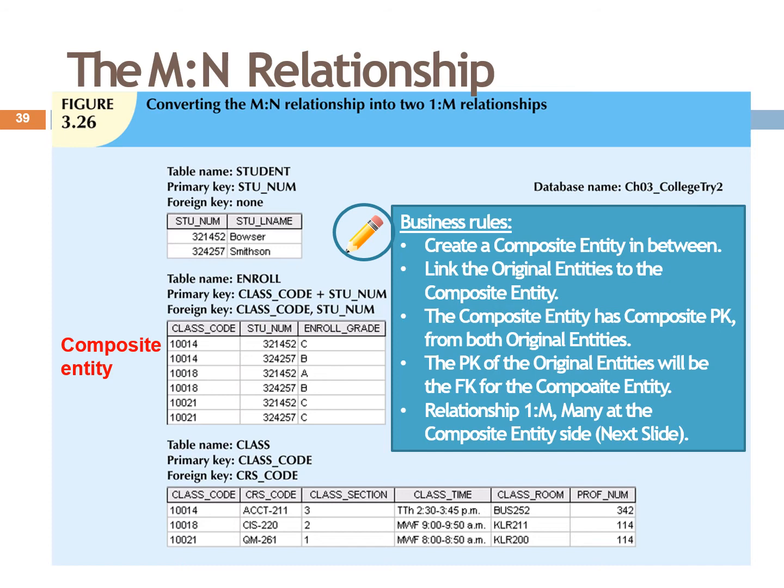So by looking at this, you know that this table has a composite key, or a composite primary key, meaning that the primary key for the table enroll is more than one attribute. And then we look back at the list. The PK of the original entity will be the foreign key for the composite entity, and in relation we will have the new relationship as one to many at the composite entity side, and this is shown in the next slide.